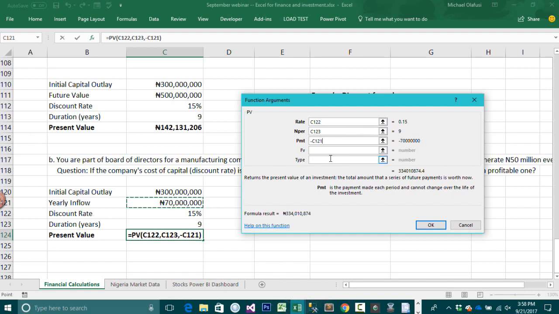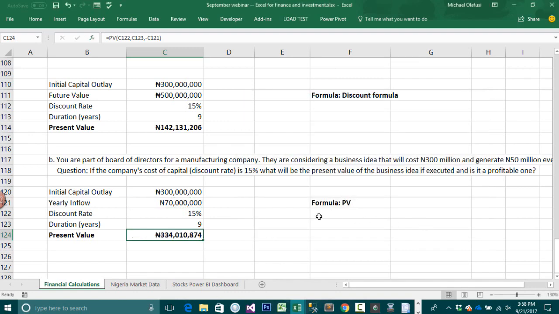So I'm just going to go straight ahead with OK, and you see the answer. It's telling us that at the end of the whole 9 years, this is the value of money you will have gotten back from the business. And actually this is more than your original cash outlay, right? Initial cash outflow. So it's going to be profitable, so you should go ahead with the business.